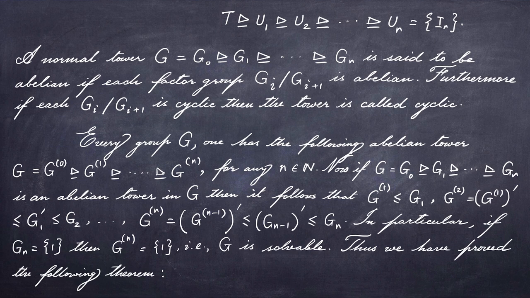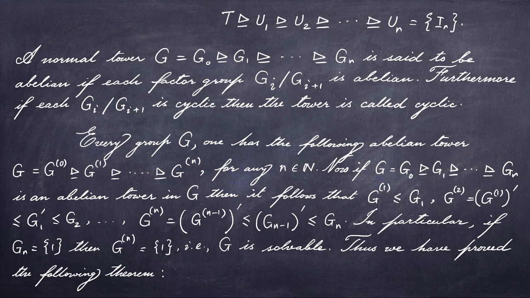Therefore we obtain that G^(2) is a subgroup of G_2, and continuing in that manner we see that the nth derived subgroup of G is a subgroup of G_n. So let me again repeat that if we are given an abelian tower in G with n terms, then it follows that the derived subgroups of G up to the nth order are contained in the corresponding terms of that abelian tower. So in particular, if the last term of this abelian tower is the identity, then it forces the nth derived subgroup of G to be trivial.